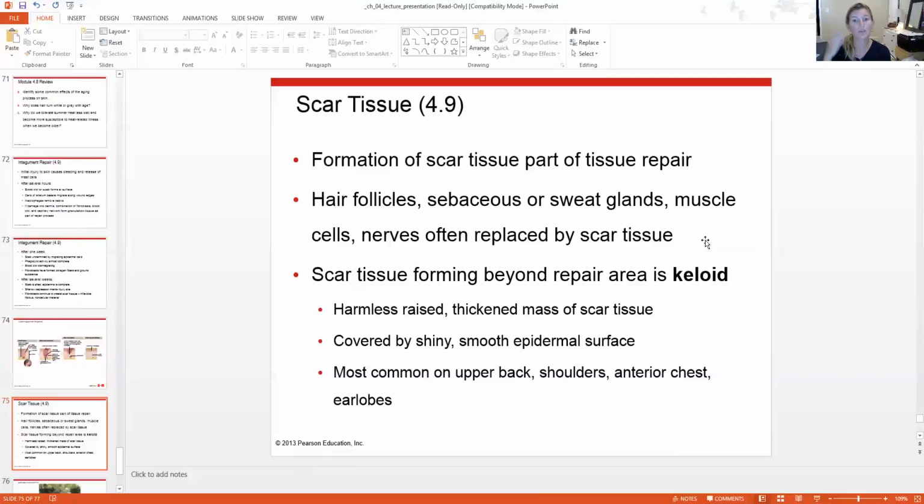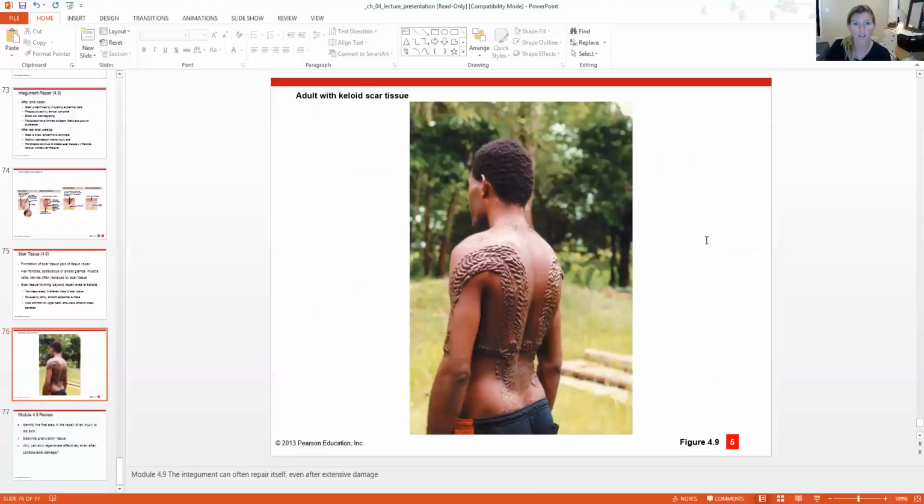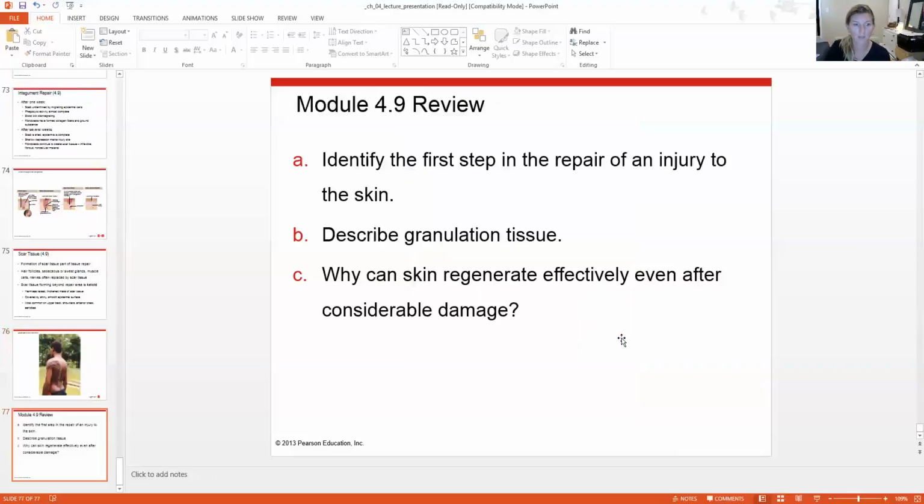It's kind of a raised surface of a scar, and it's usually common on like the back or chest, sometimes even on your ears. In that case, this is a keloid, and I think something happened to him, or maybe he chose to have this kind of artistry work done to him, but those are keloids. Lots of scars there, lots of scar tissue.